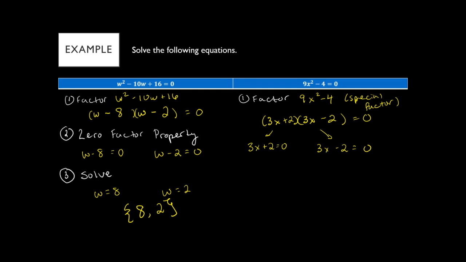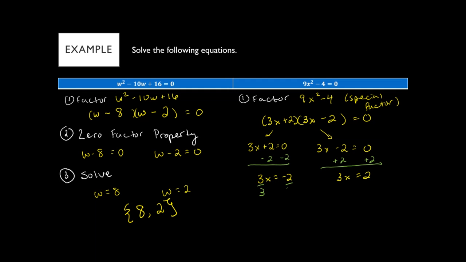And then we're going to solve each of these for x. So on the left, I am subtracting 2 from both sides. And on the right, I'm adding 2 to both sides because they're two separate things. So we're doing two different things. They're two different equations here. So the first equation, I get 3x equals negative 2. The second equation gives me 3x equals positive 2.